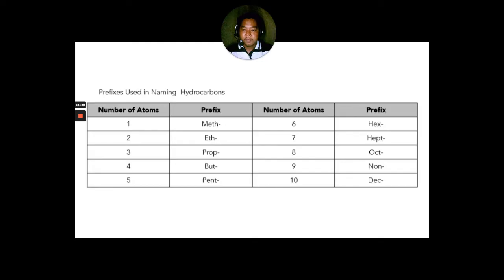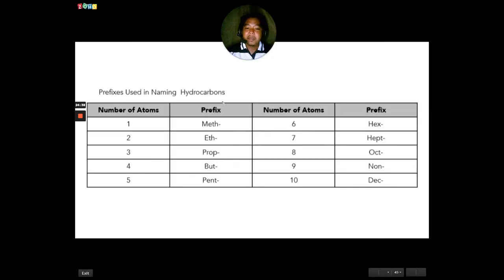In naming hydrocarbons, it seems a slide went missing. So, in naming hydrocarbons, we use prefixes. Pay attention now. We base it on the number of atoms, or the number of carbons, to be exact.